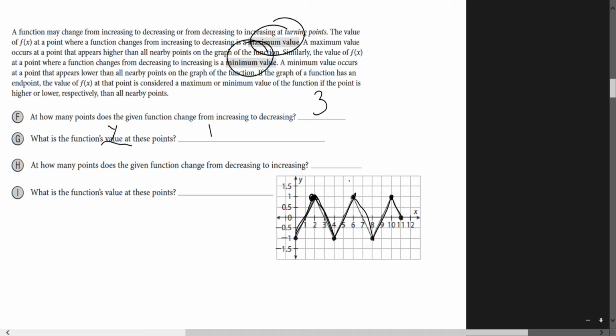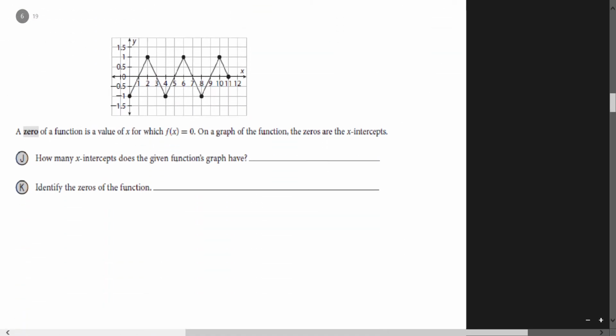How many points does the function change from decreasing to increasing? You can see here we're decreasing, now we switch to increasing, so that's 1. Decreasing to increasing, that's 2. What's the value at those points? Again, that's the y value, which is -1. And then a zero of a function is basically where it crosses or hits the x-axis. How many does it have? 1, 2, 3, 4, 5, 6. And what are those values? 1, 3, 5, 7, 9, and 11.